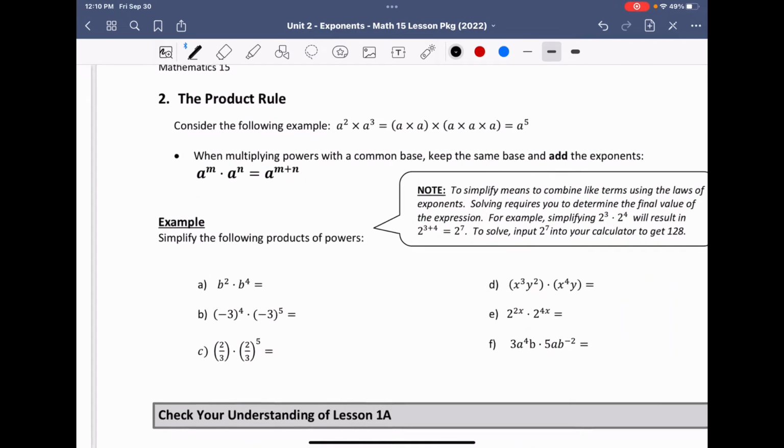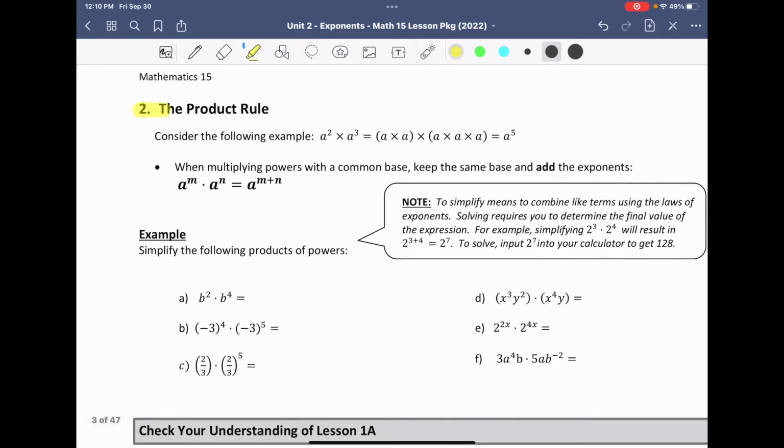Now, if we flip over the page, here's where we formalize what we call our product rule. The product rule says that, let's look at an example and then explain. Well, if I have a squared and a cubed, I could expand these out. And if I add up that expansion of how many of the a's there are, I should have 5 total a's across the expansion here.